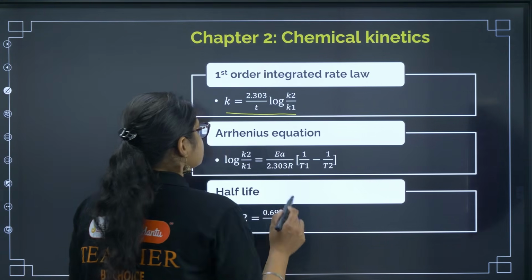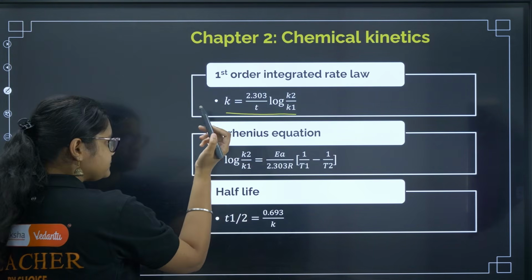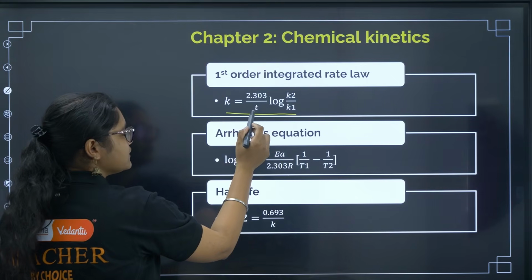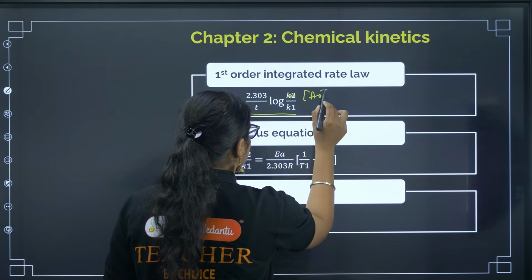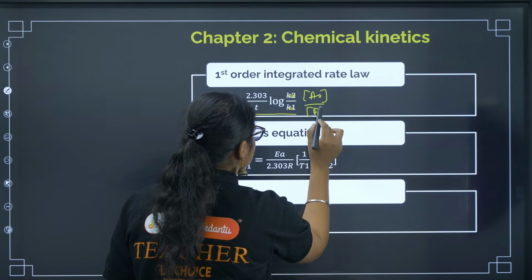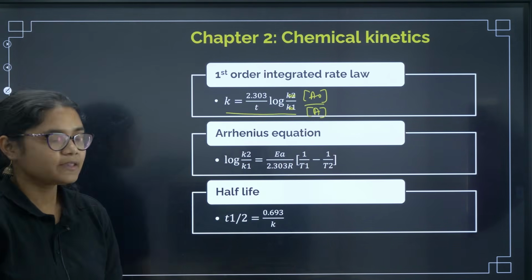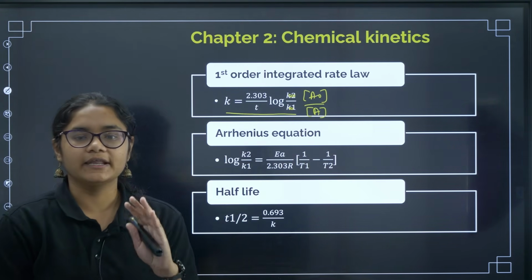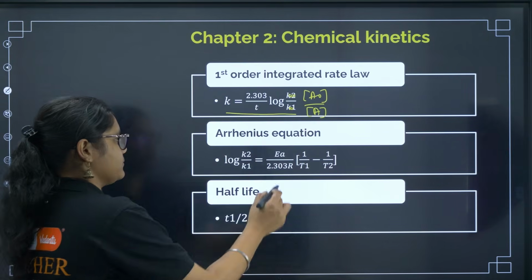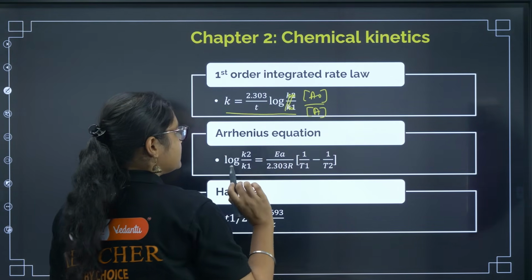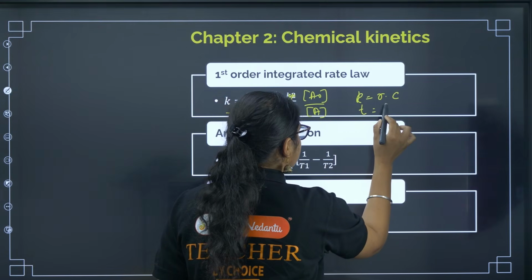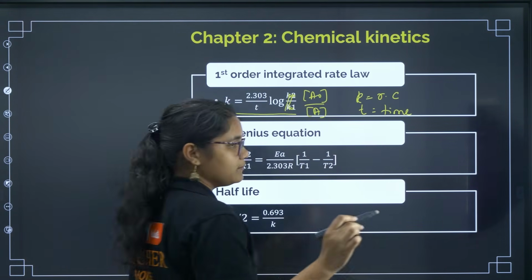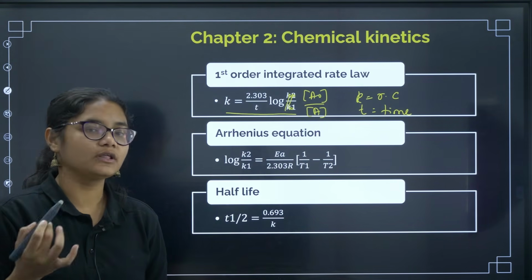So first order integrated law: k equal to 2.303 by t log of a naught by a, right? A naught is your initial concentration, a is the concentration at time t. So this is the equation present here. Now what is k here? k is rate constant, t is time. Time can be in any units based on the question given.